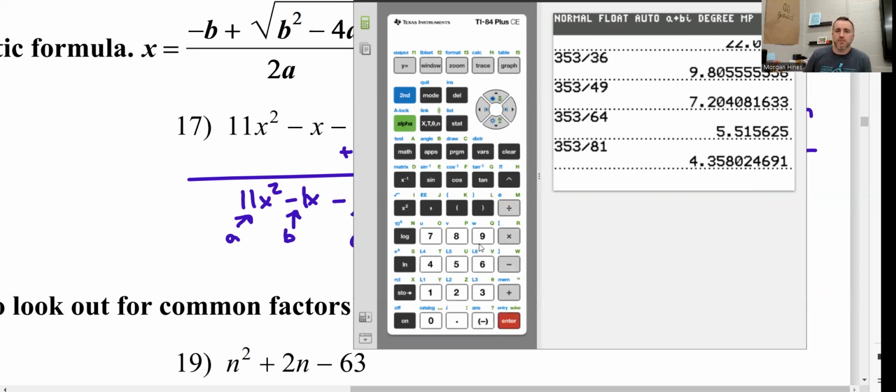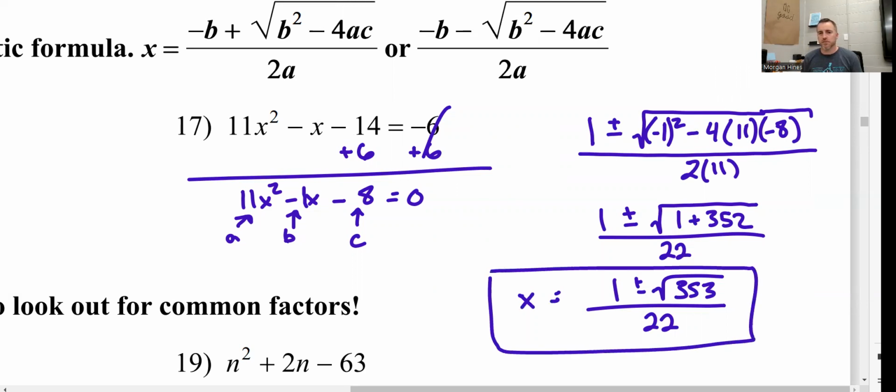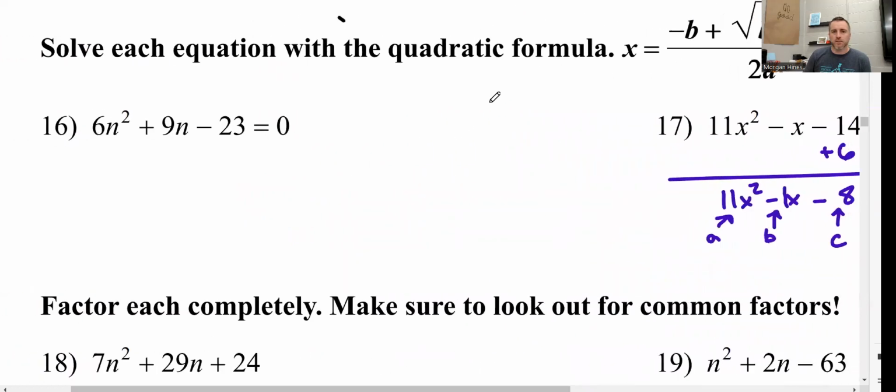This is so gross. All right, so I guess we're just going to have to leave it alone. This is my answer. x is equal to this. Yippee. Right? And we'll call it quits there.